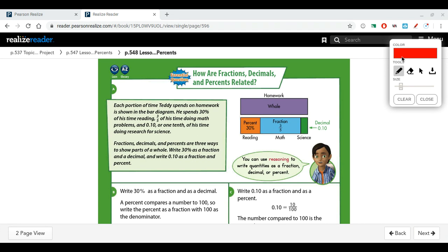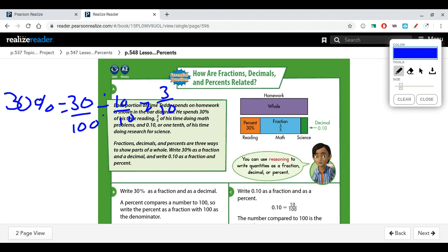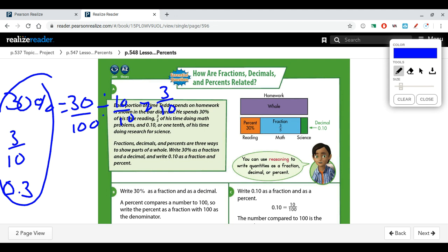So if we start with our 30%, okay, 30% is going to be written as 30 hundredths, which I can actually simplify down because I can divide that by 10 and 10. And so I end up with 3 tenths. So I have 30%, I have 3 tenths, and then 3 tenths as a decimal would be written as 0.3. So here are my 3 forms that I would use.